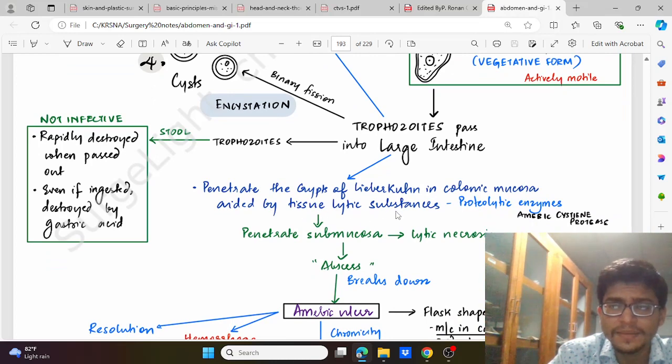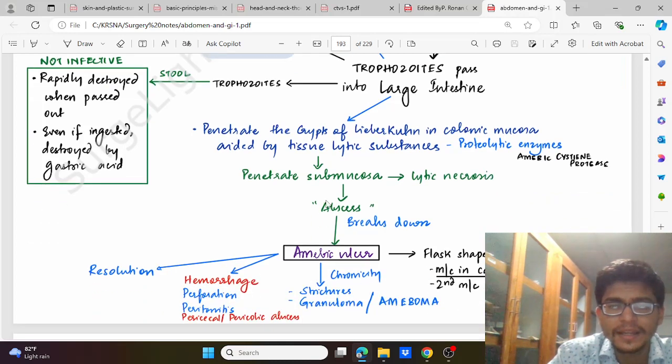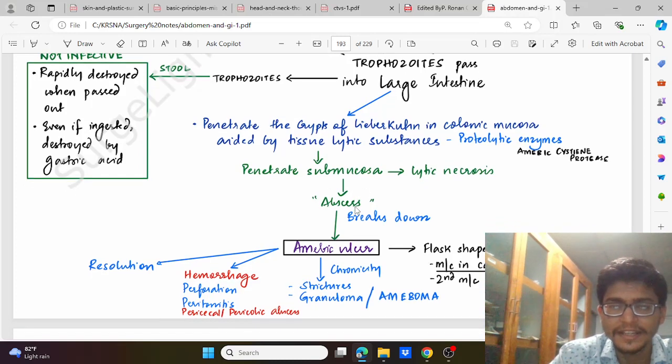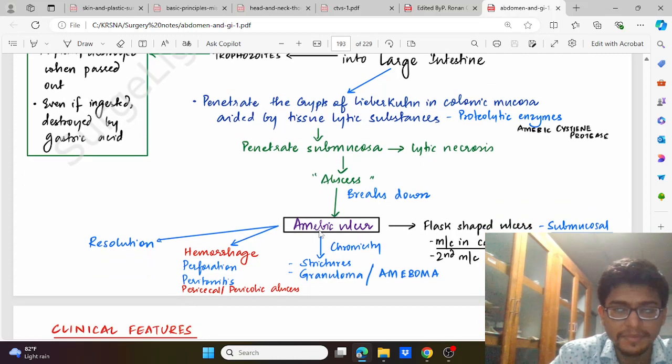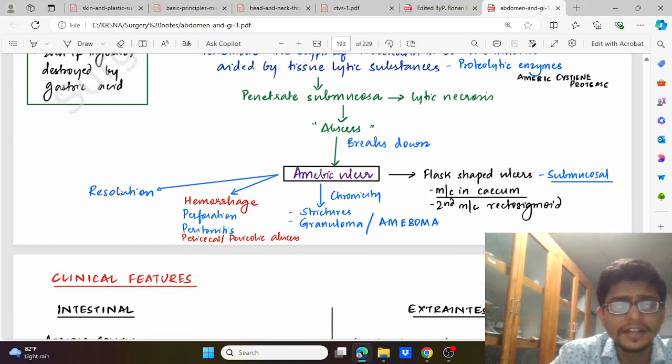helped by tissue lytic substances like the proteolytic enzyme amoebic cysteine protease, and these penetrate the submucosa causing lytic necrosis, resulting in formation of abscesses which break down to form an ulcer, the amoebic ulcer. If it gets treated, it is resolved. It may cause a pericecal or pericolic abscess. It can cause hemorrhage. It can cause perforation and peritonitis. If it continues chronically, it can form strictures, granuloma or amebioma.